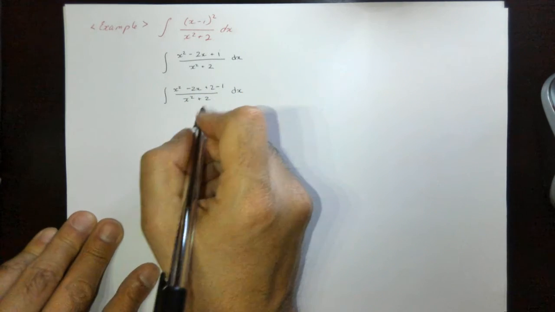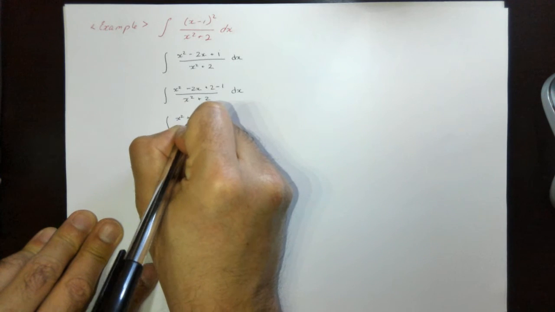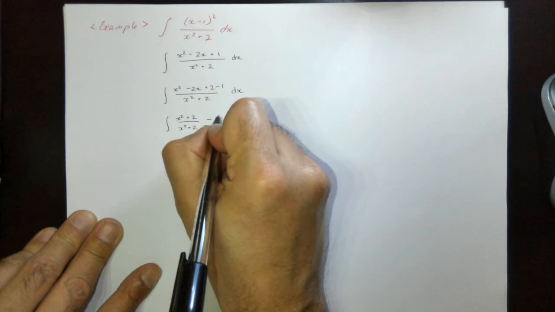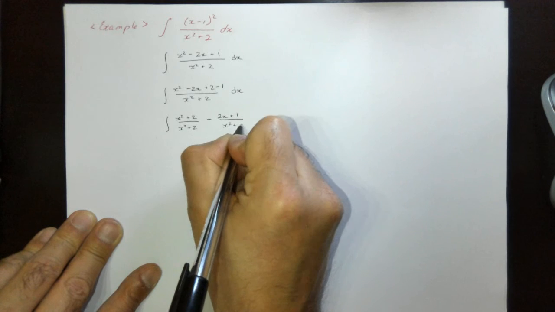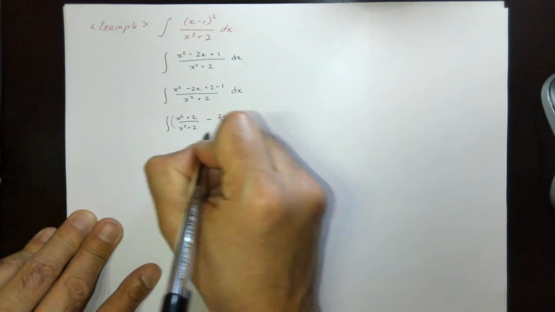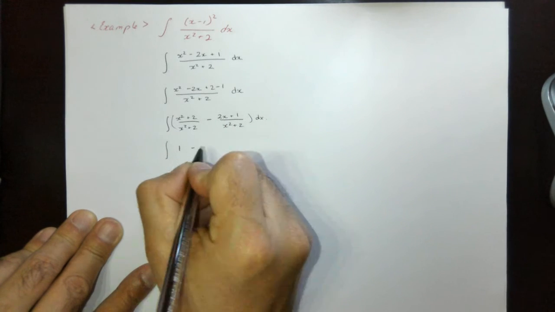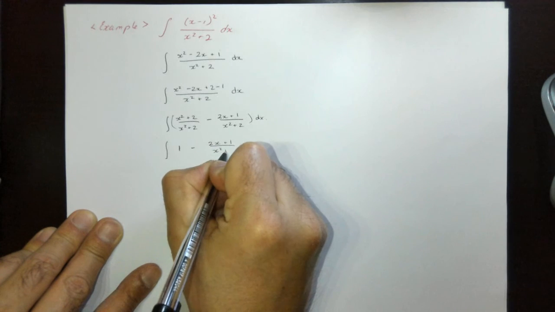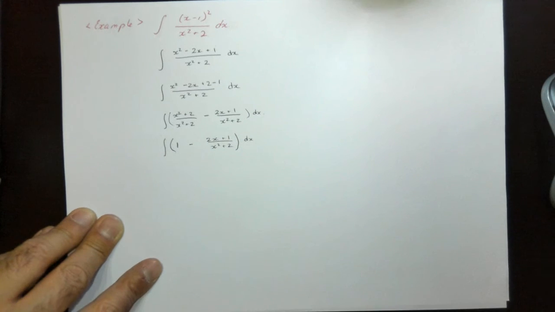The reason I want to do that is that I can then get x squared plus 2, minus 2x plus 1. That plus 1 became because I've got this negative out here. So that's just really the integral of 1 minus 2x plus 1 over x squared plus 2.